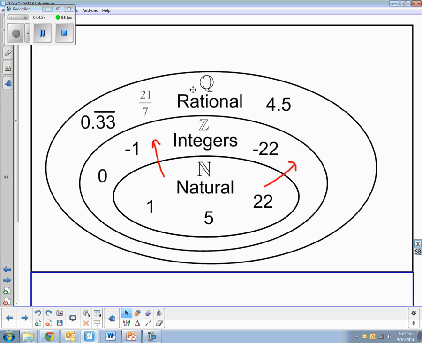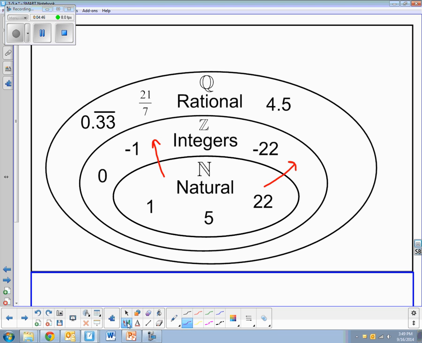21/7 can be written as a decimal. 4.5 is 4 1/2, or 9 halves. And so you could have 9 half sandwiches. I don't know, something like that. And so 4.5 is a rational number. A rational number is any fraction or any decimal that stops or repeats.